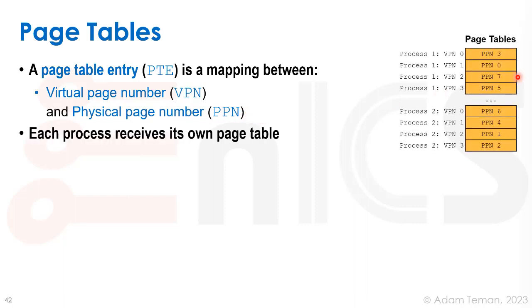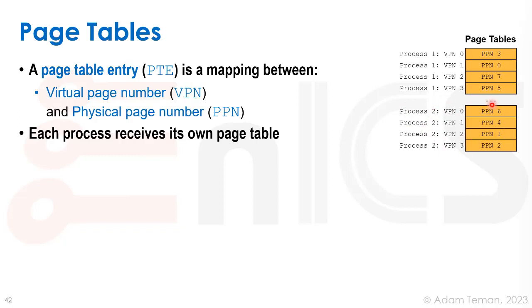Each of the processes has its own page table. So this is process 1's page table, and we see that process 1 has VPN 0 to 2 to the 32, and inside the page table we say what the translation is between VPN 0 of process 1. It goes to PPN 3, to the real physical page number 3.